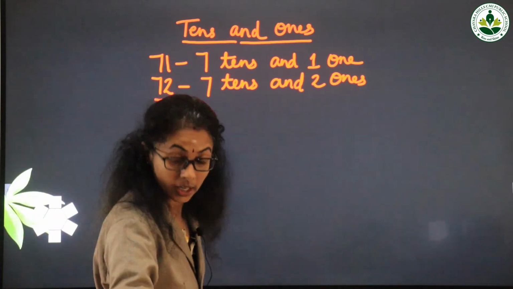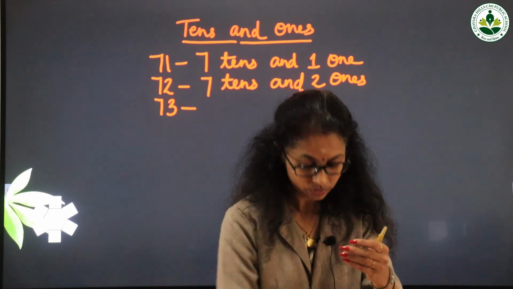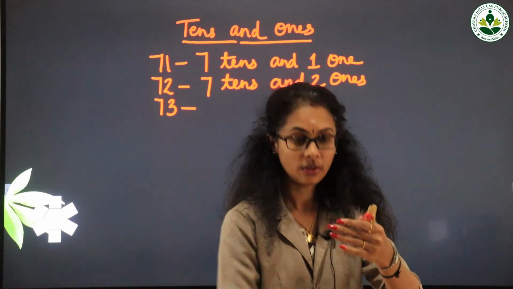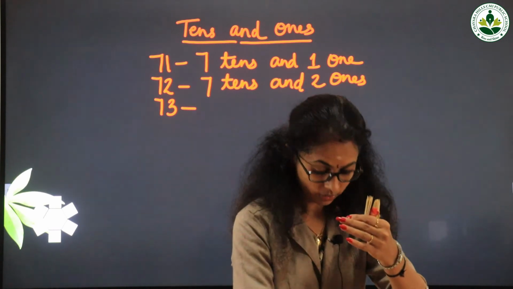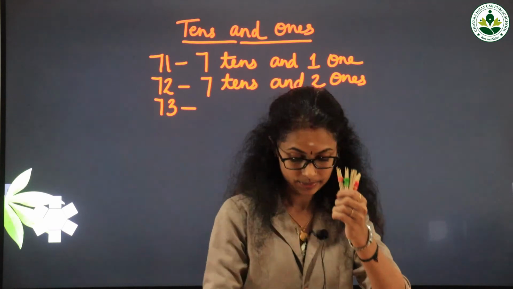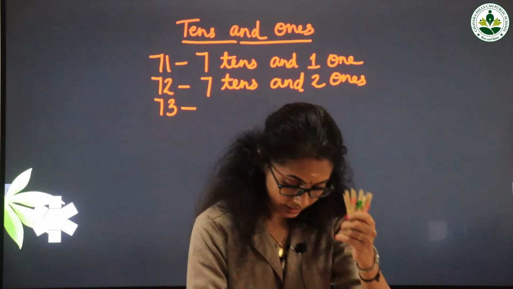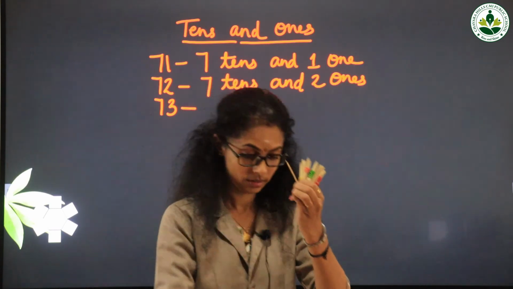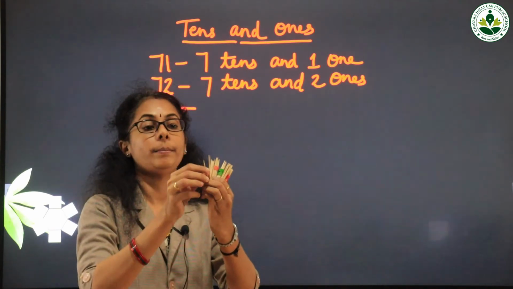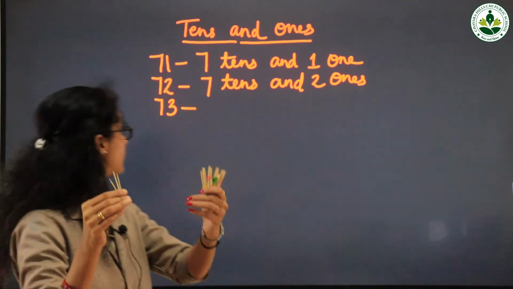Number 73. Then how many tens and ones in 73? 1 ten, 2 tens, 3 tens, 4 tens, 5 tens, 6 tens, 7 tens. Then 7 tens are 70. Then 1, 2, 3. 7 tens and 3 ones.